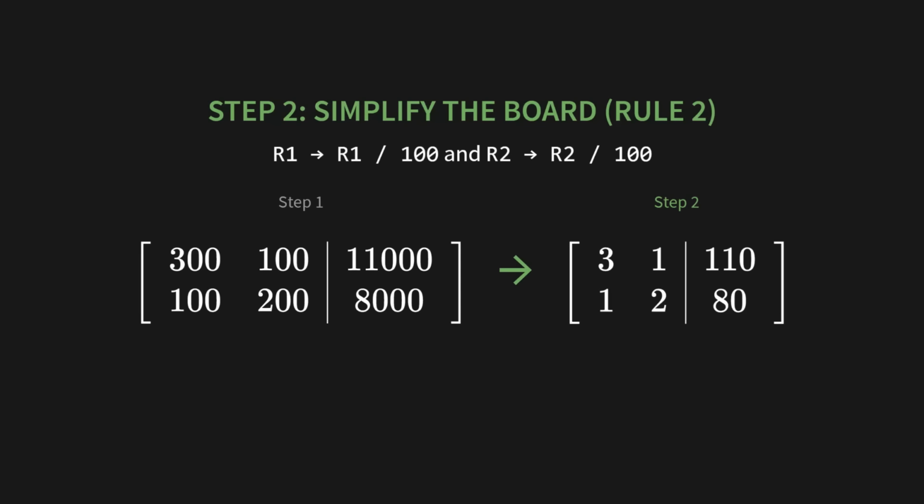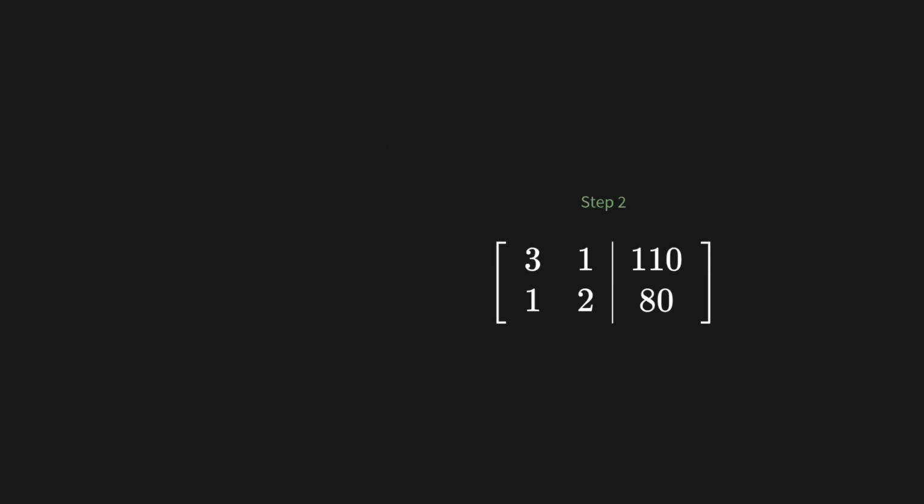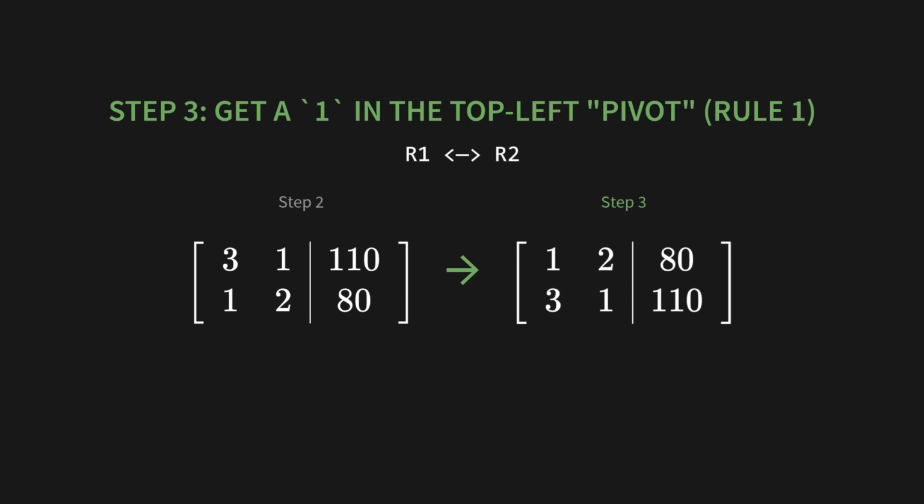3, 1, 110 on top, and 1, 2, 80 on the bottom. Much cleaner. Step 3. Get a 1 in the top left pivot. We'll use rule 1 for this. It's always easier to work with a 1. So let's just swap row 1 and row 2. And now our board looks like this. 1, 2, 80 on top, and 3, 1, 110 on the bottom. Perfect. Our first pivot is locked in.